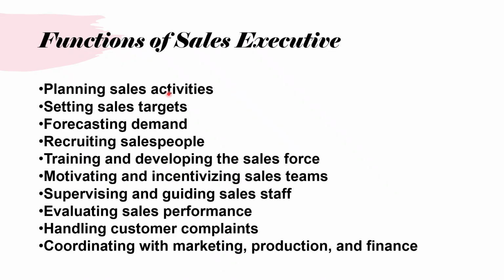Then we talk about setting the sales targets. This is the second function of a sales executive. Here the targets are assigned to the teams and individuals for clear direction, so that they know how much is to be achieved. Then the next one is forecasting the demand. These sales executives also predict the future demand based on the market trend. Like AC sales increase before summer, so companies plan the stock accordingly.